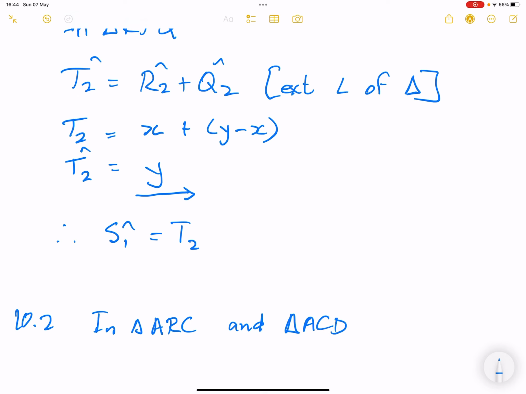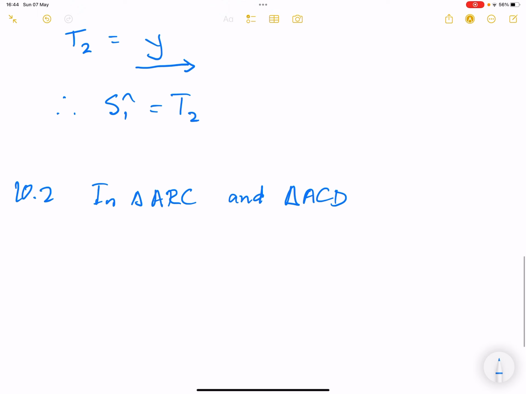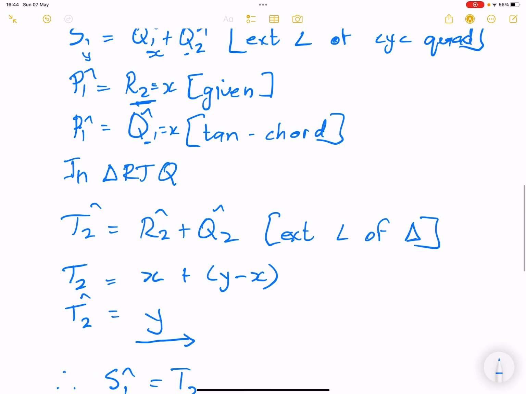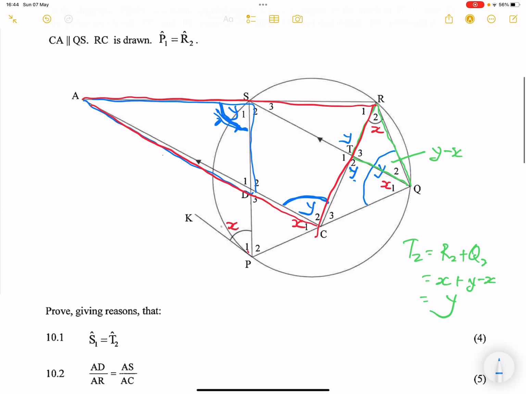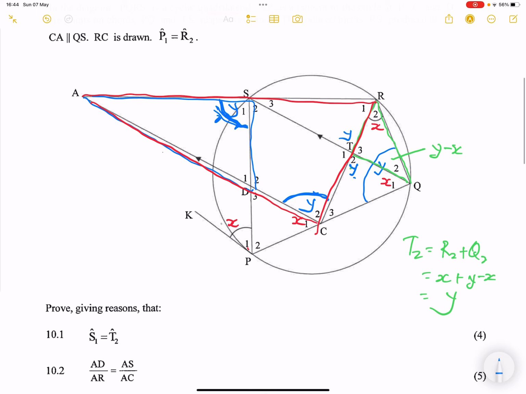We label them according to the corresponding vertices. Right, now, firstly, we proved from the previous one that S1 was equal to T2, right? We've already proven that. Okay, so in the two triangles, these angles S1 and T2, rather, T2, where is that? Yeah, there it is. Okay, those were equal.